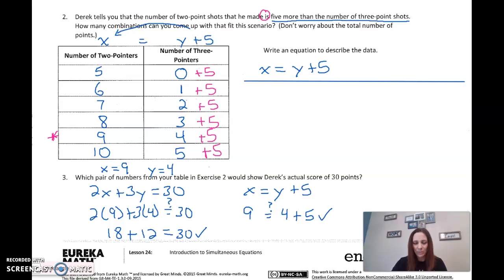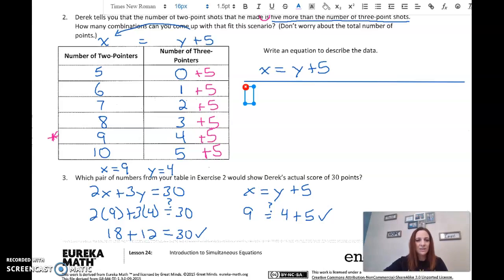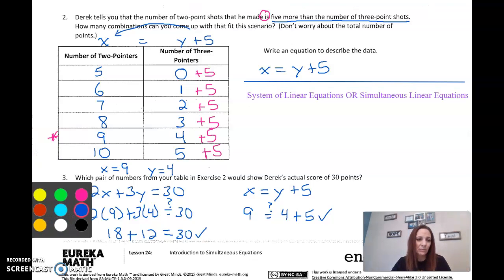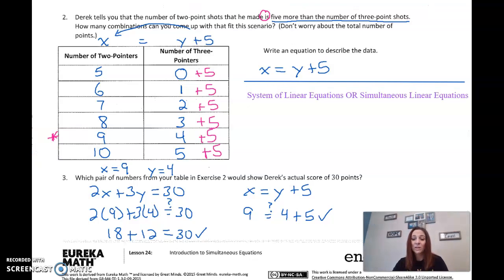Okay, so what we've just come up with here, I'm going to kind of break this off here because I'm going to write something in. Okay, this is what is called a system of linear equations, or simultaneous linear equations. Okay, so basically what that is, that's what I was saying at the beginning. That's when we have a situation, more than one equation involving the same situation occurring at the same time.